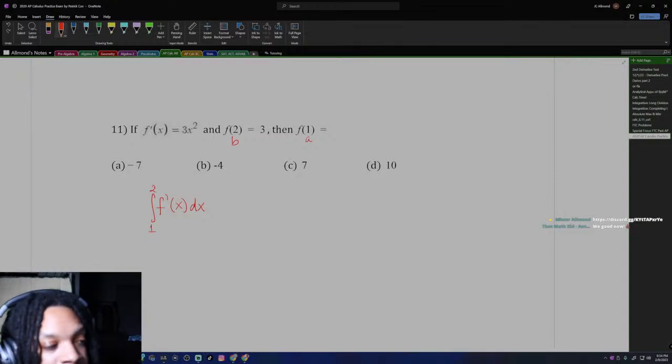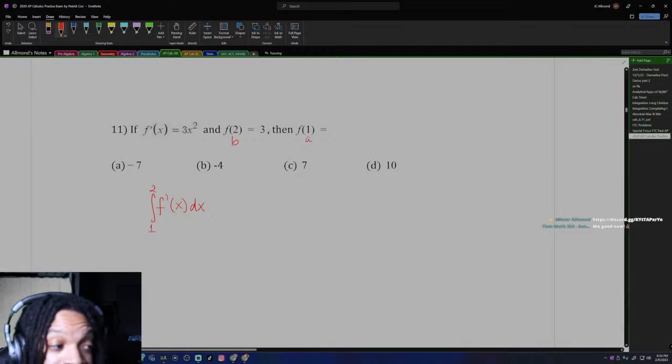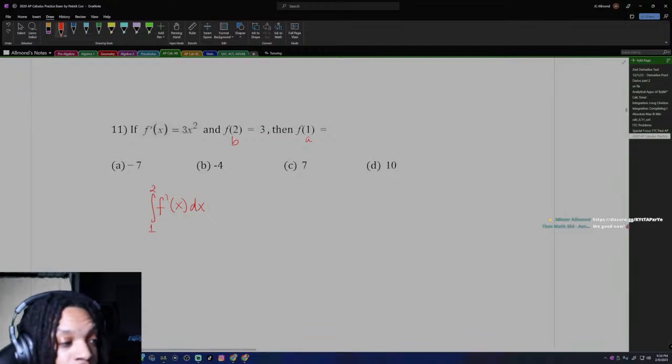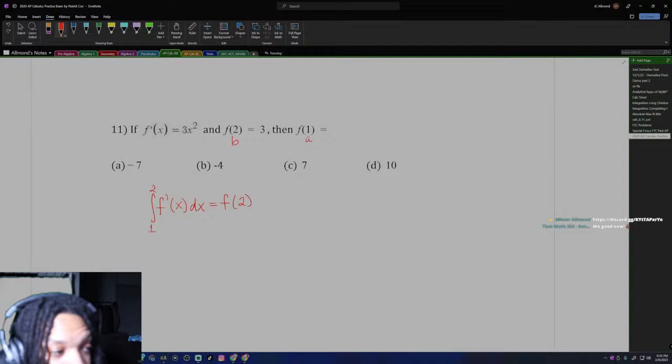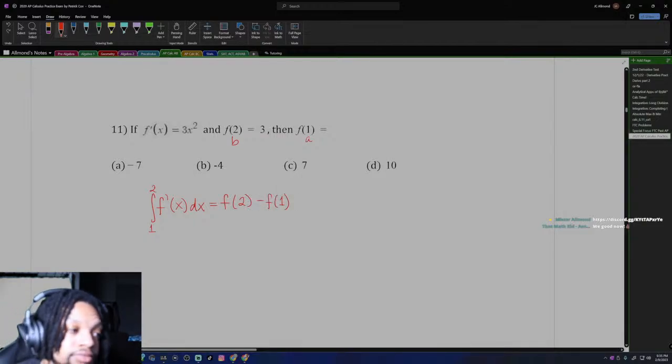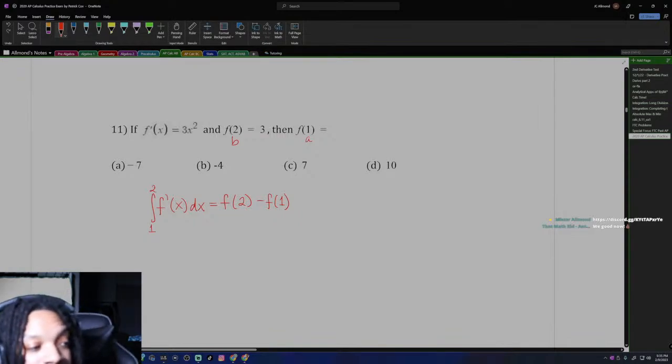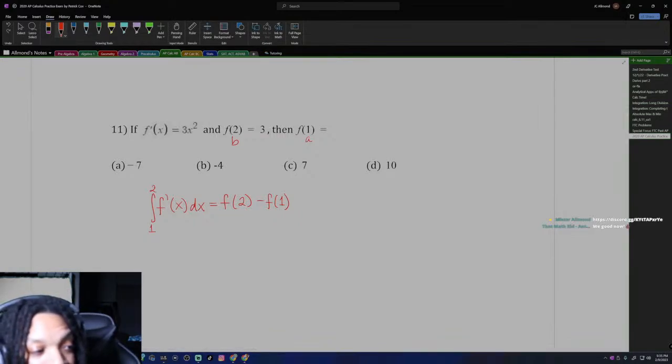Because what is the integral of f prime? That's just f itself. The integral of f prime is just f itself. That's what FTC part 2 says. So because of that reason, I can say that this integral right here is equal to f of 2 minus f of 1. That is quite literally FTC 1 and 2 in one problem.